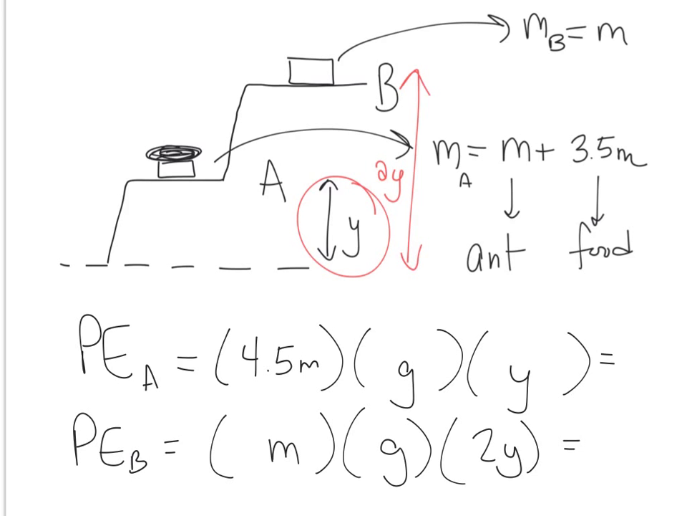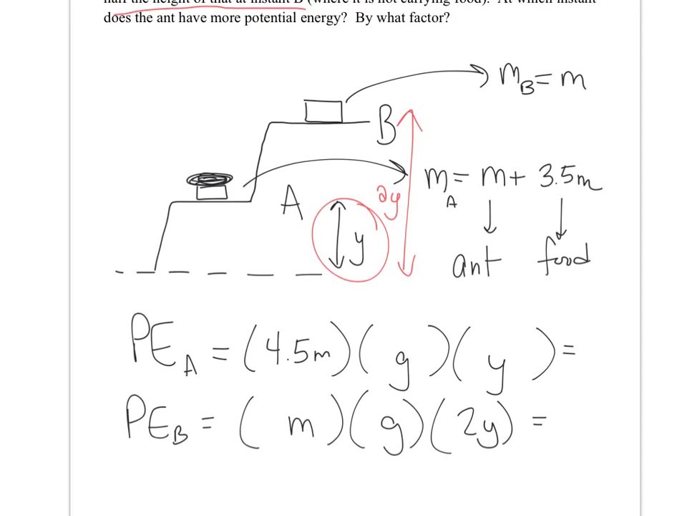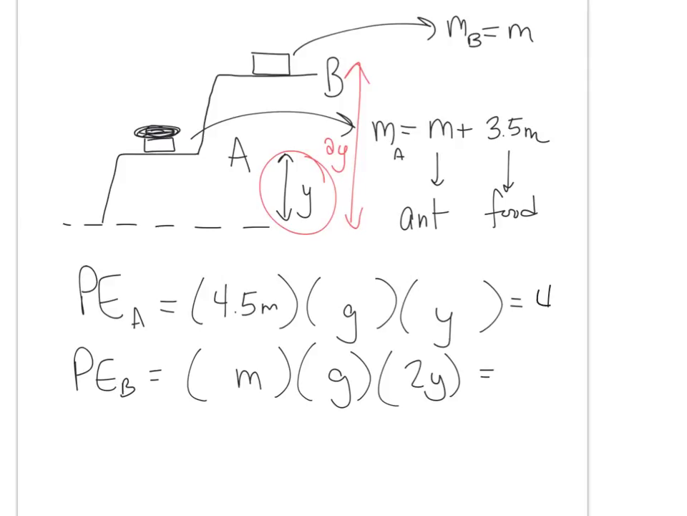So 4.5 times M times G times y is just 4.5 mgy. It's all in variables, so we're going to look at the coefficient, which is what's important. And the second one is M times G times 2y, that's just 2 mgy. So which one, just look, you don't need numbers. Which one has more energy? Does it have more potential energy when it has more mass and less height, as in instant A, or when it has less mass but more height, as in instant B? Which of these is a bigger number? Clearly A.